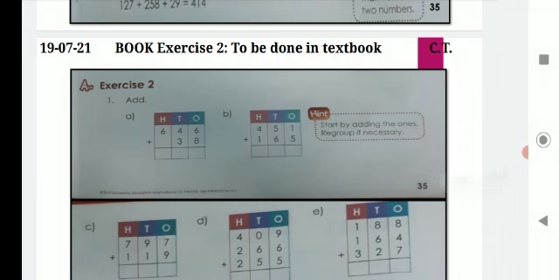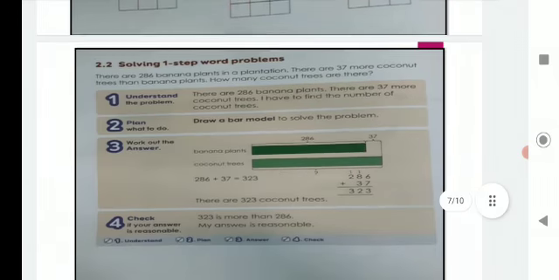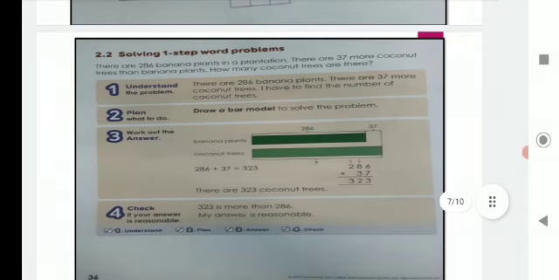Now we have to do these questions in the textbook. These questions are on page number 35. So complete these questions. Now I am going to explain word problems. We have already done the activity of word problems, in which we have written some words which are related to word problems. Whenever we see those types of words, for example, sum in the question, total in the question, or all together in the question, that means we have to do addition, not subtraction.